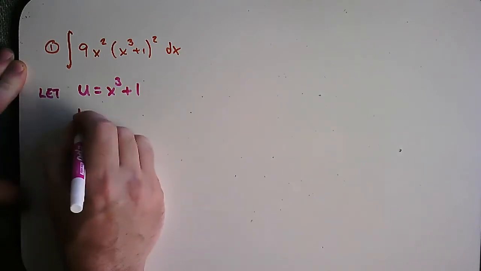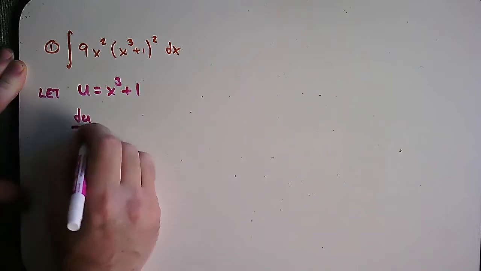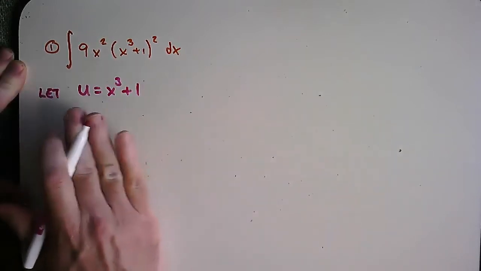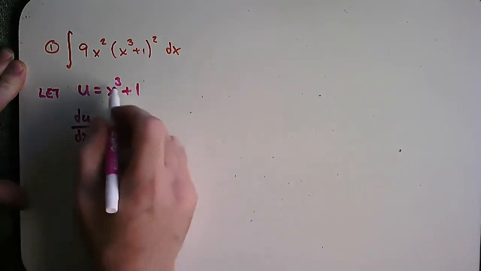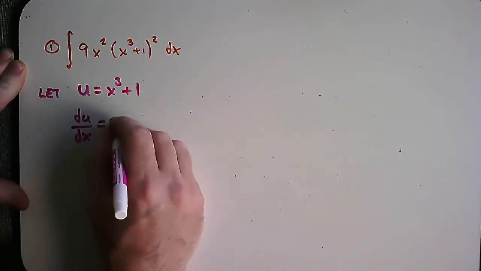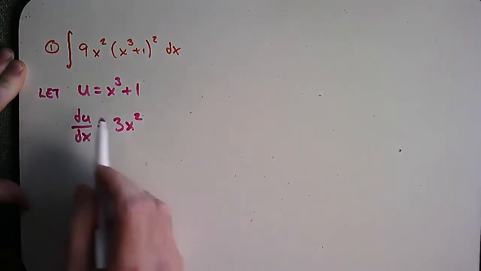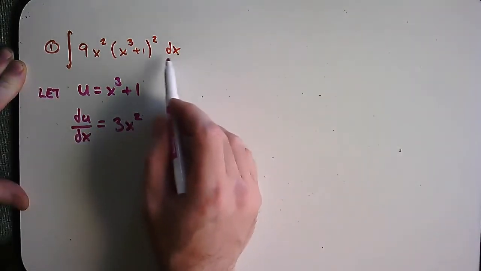Okay, so on the left-hand side, the derivative of u we write as du/dx, right? So we're differentiating with respect to x on both sides. The derivative of x cubed with respect to x is 3x squared. Now, what we do, because we have this differential here, that's actually important in our integral.